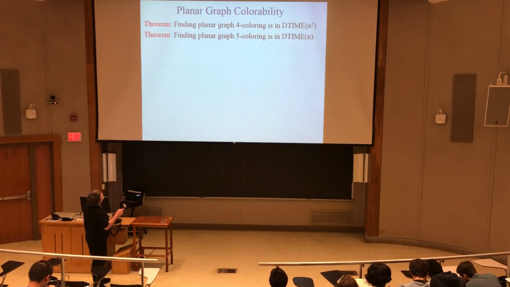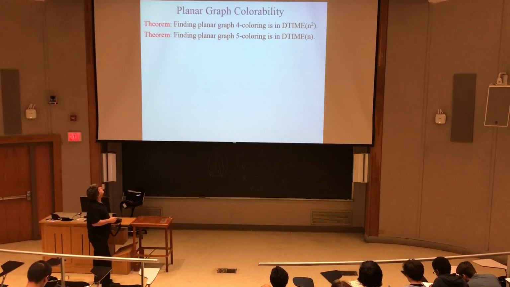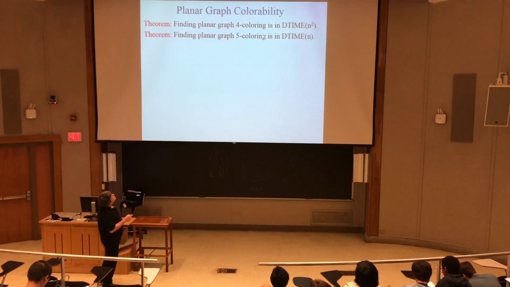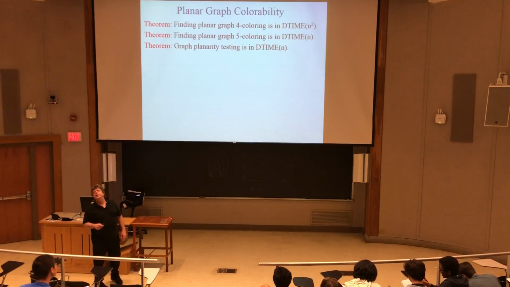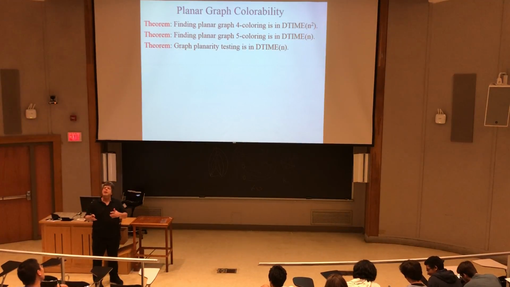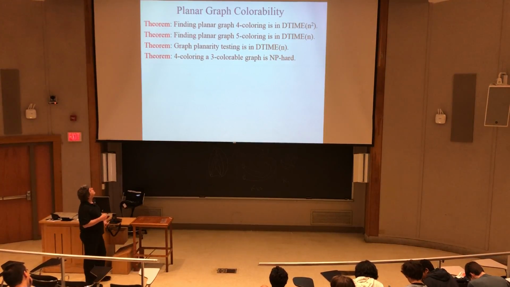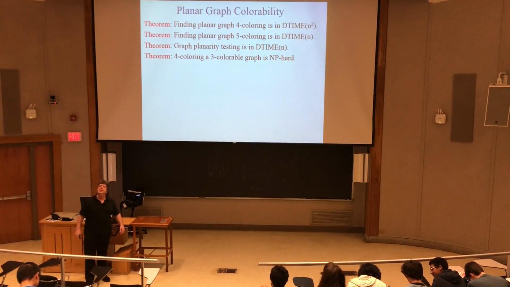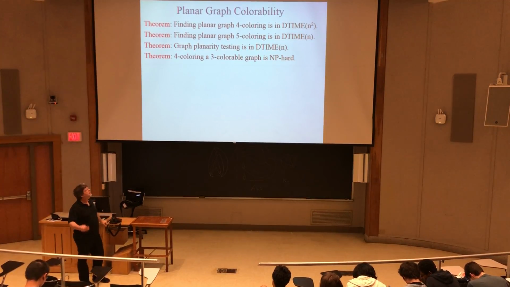Now, planar graph 4-coloring can be determined in quadratic time. These are theorems. We're not going to prove them here. I'm just giving you the results for your information. Planar graph 5-coloring can be determined in linear time. And graph planarity testing can be done in linear time. So if I give you an arbitrary graph and ask you whether it is planar or not, you can do that in linear time, it turns out. That's not an easy algorithm at all, but it can be done in linear time.